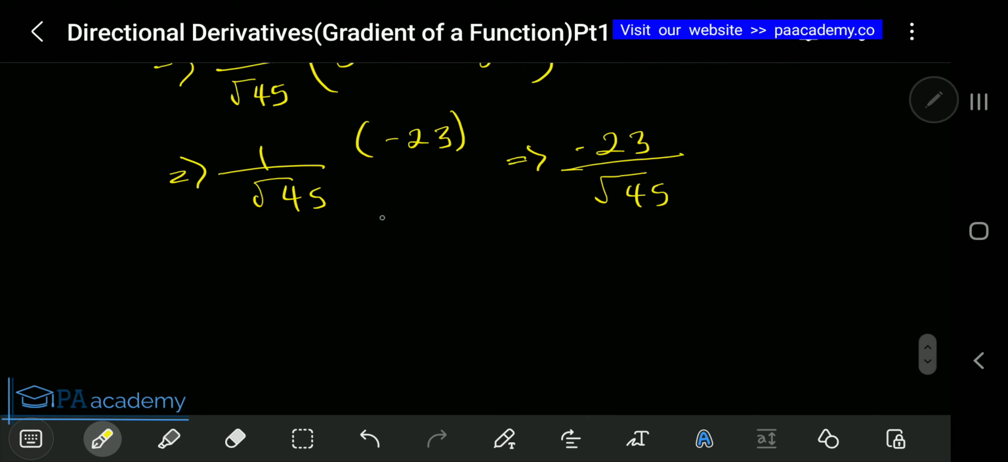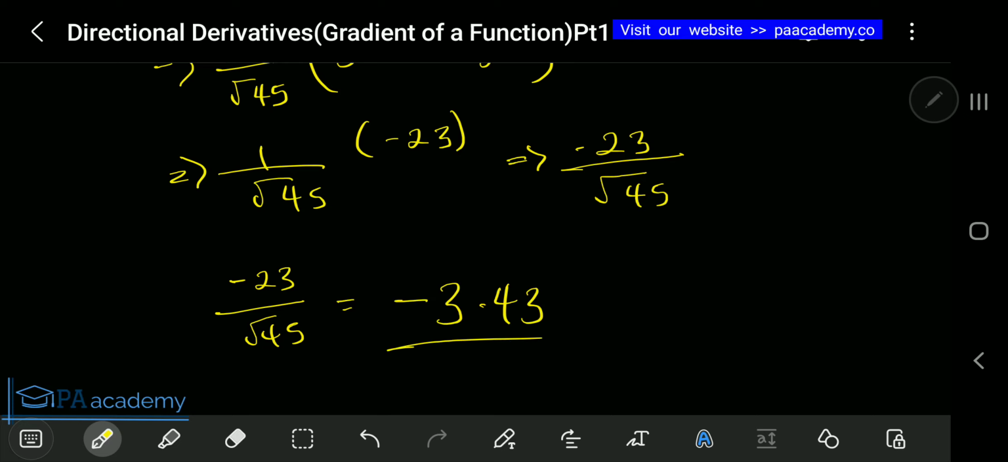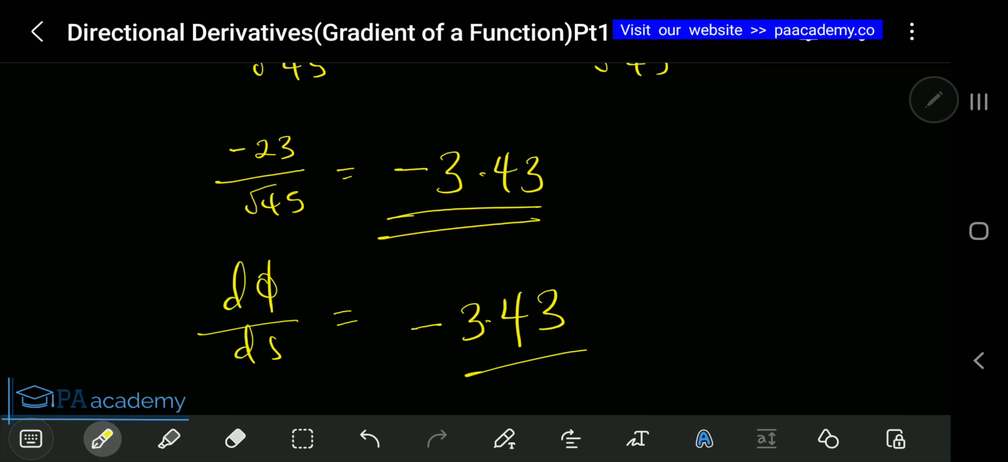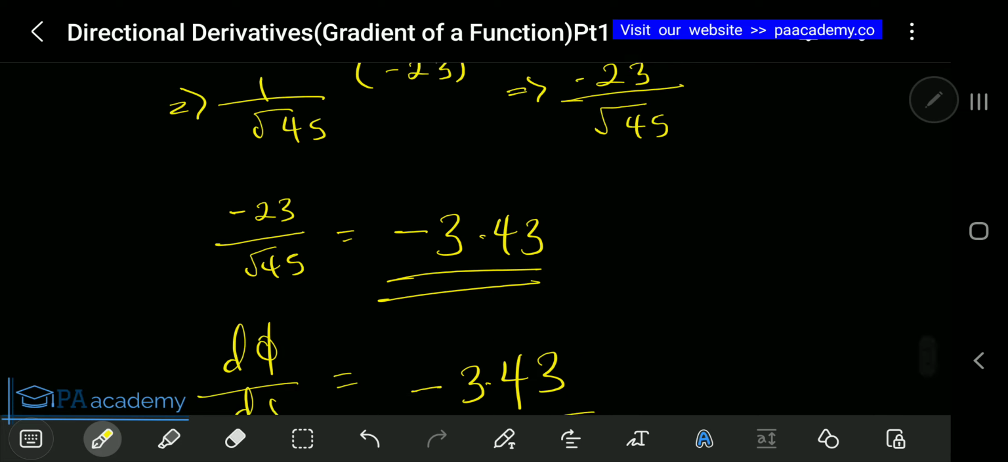Okay, if you punch that into your calculator, minus 23 divided by root 45, that will give us minus 3.43. And this is the final answer. So we can conclude that our directional derivative is equal to minus 3.43. Yeah, 3.43, not 45. Okay, so that's just example 1.